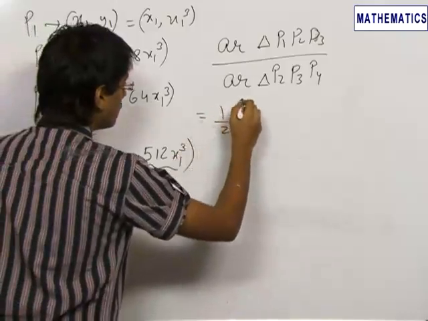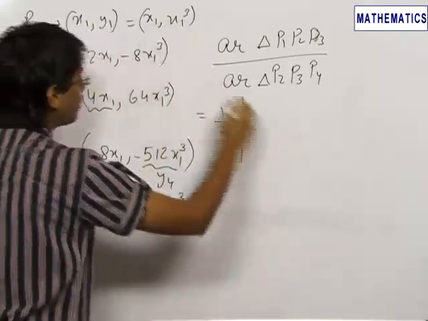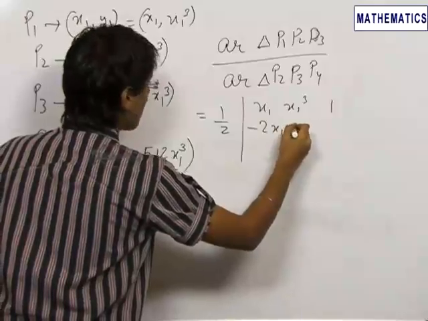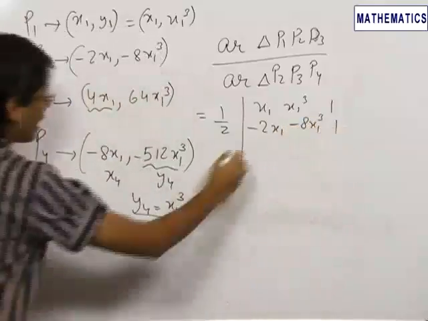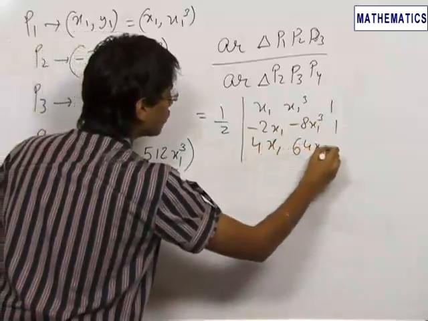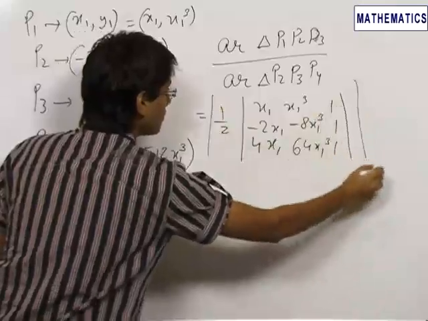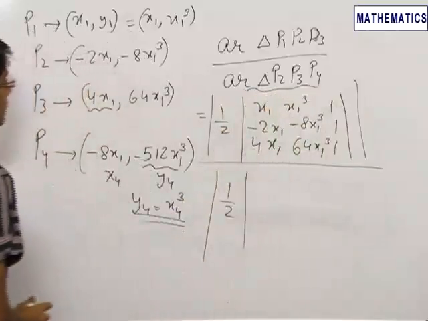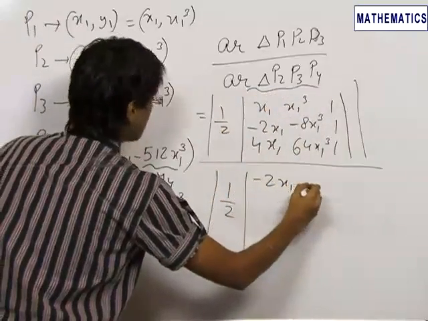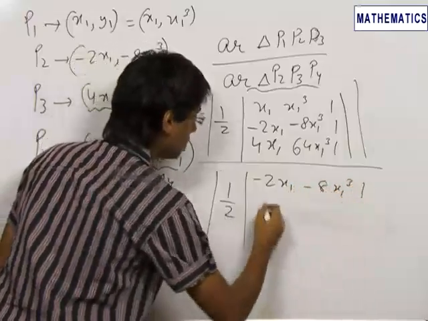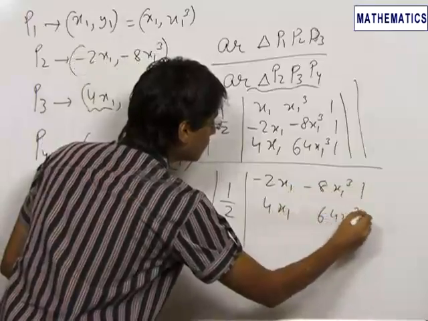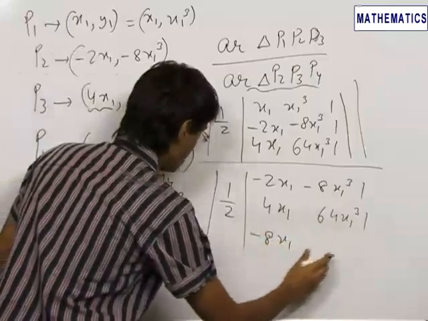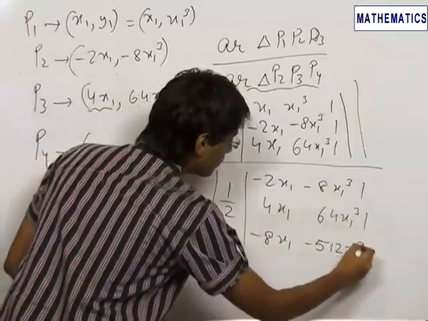half of determinant x1, x1 cube, 1; minus 2x1, minus 8x1 cube, 1; and 4x1, 64x1 cube, 1, whole modulus, divided by modulus of half of determinant, the area of triangle P2, P3, P4: minus 2x1, minus 8x1 cube, 1; 4x1, 64x1 cube, 1; and minus 8x1, minus 512 x1 cube, and 1.